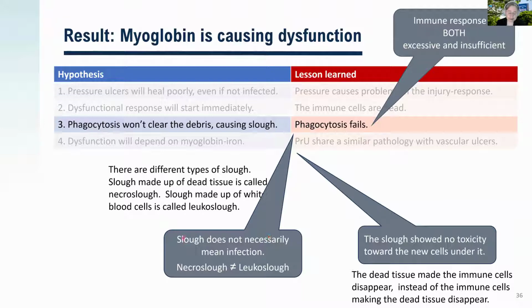We've proven that slough does not require infection, that it can come from necrotic tissue. That's relevant for clinical care because slough is generally used in the clinic for assessing wound state and making decisions about treatment. Another thing I want to point out is that the slough showed no toxicity toward the new cells under it. So at the very beginning, day 3, that was a toxic area with a lot of oxidative stress, and everything in that area died.